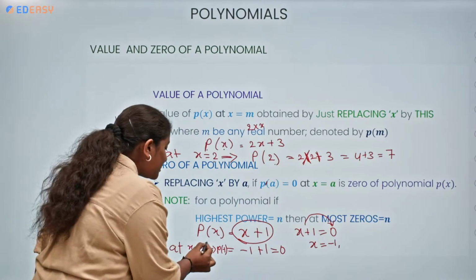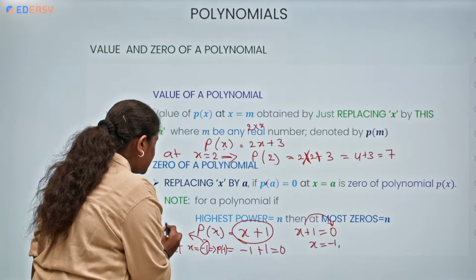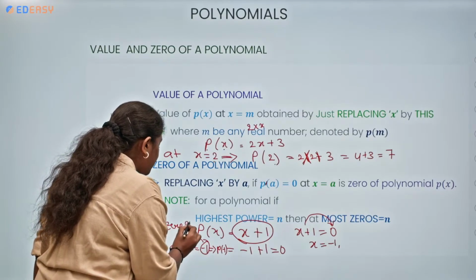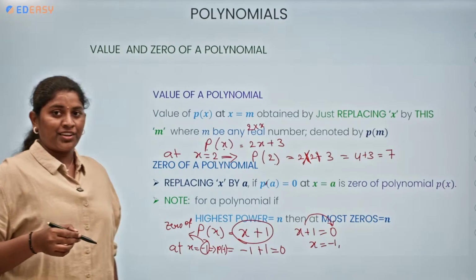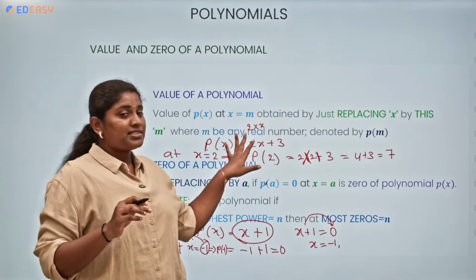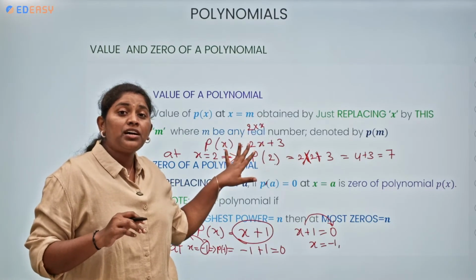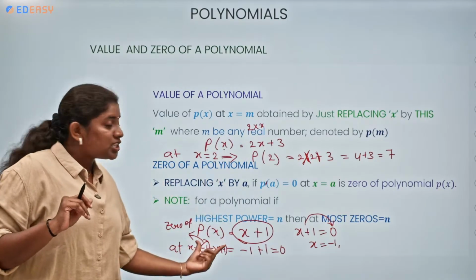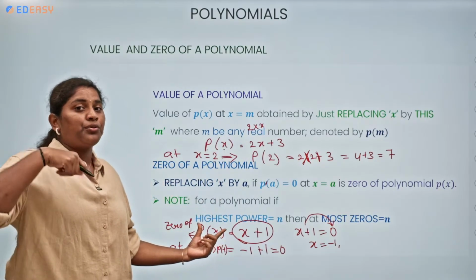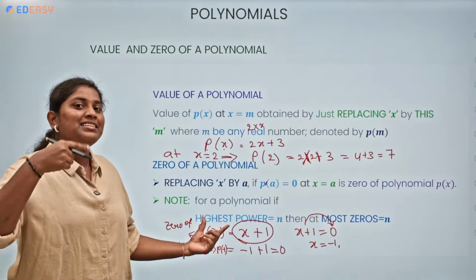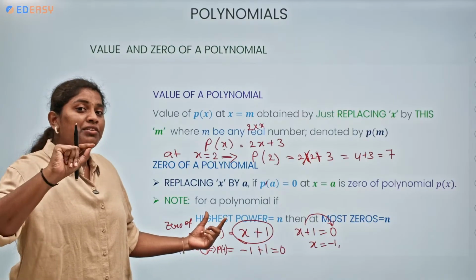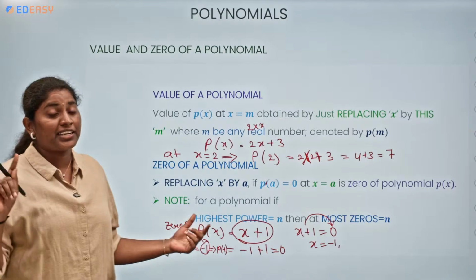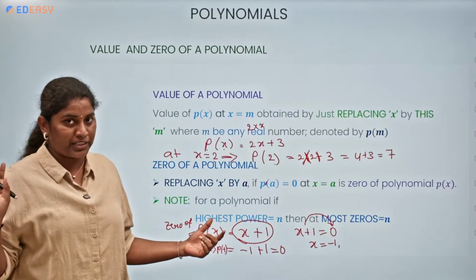Now, what is this minus 1? Minus 1 is the 0 of the polynomial. Okay, so simple. Value means replace your variable with the given number, and 0 means if you got 0 after replacing that number, then that number will become the 0 of the polynomial.